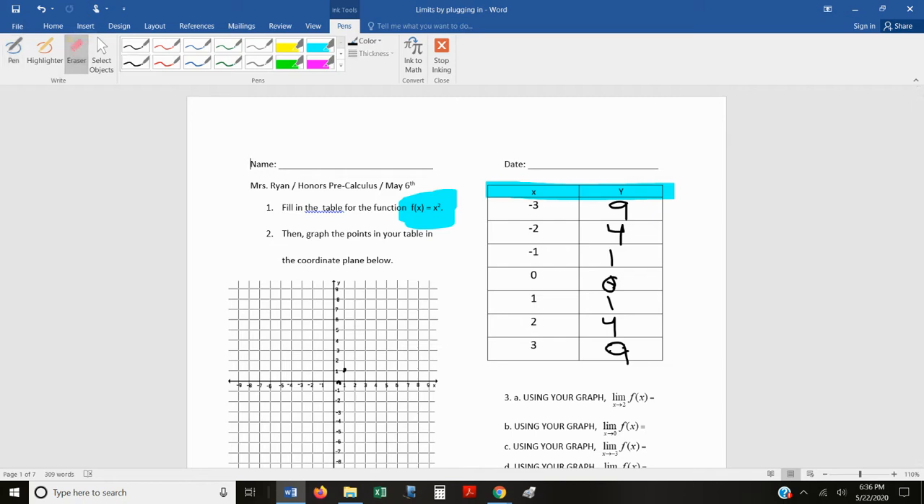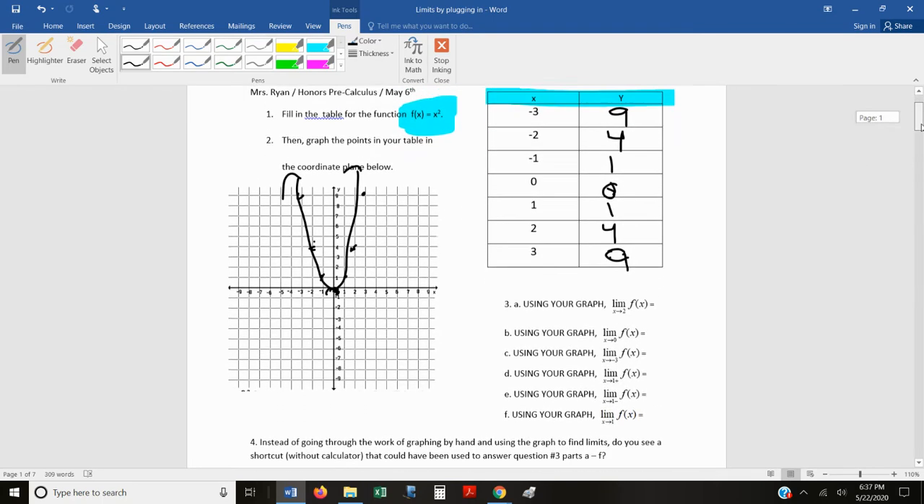I know that you already know what y equals x squared looks like, but we would graph -3, 9, -2, 4, -1, 1, 0, 0, 1, 1, 2, 4, and 3, 9. And we would graph that parabola. I'm not going to redraw that, you get the idea.